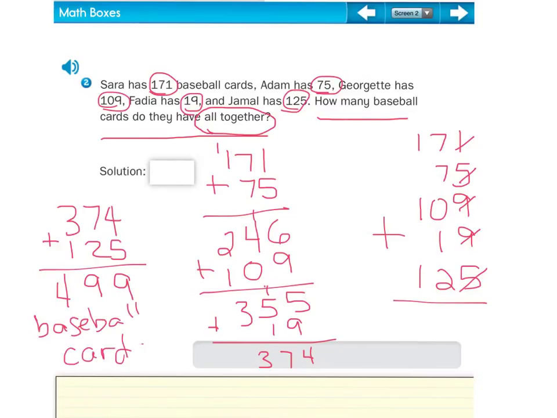And I would always suggest to circle your answer. With all of this work on this page, it's hard to see as your teacher, what is it that you meant to be the answer? Was it 374? Was it 499? So make sure you circle your answer, and then I know exactly where you want me to look. So the answer for number 2, 499, again, baseball cards. Make sure you have that unit in there.